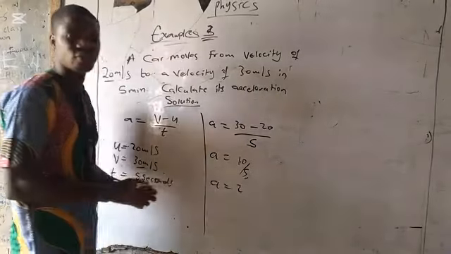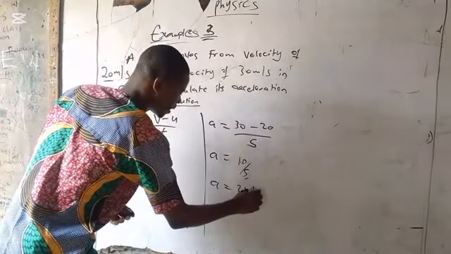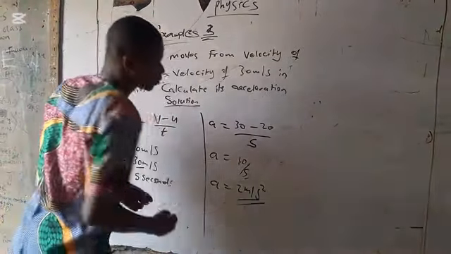You will not leave the 2 like that. You have to put the unit. The unit has to be meter per second square. That is the unit of acceleration. I've told you that before. 2 meters per second square.